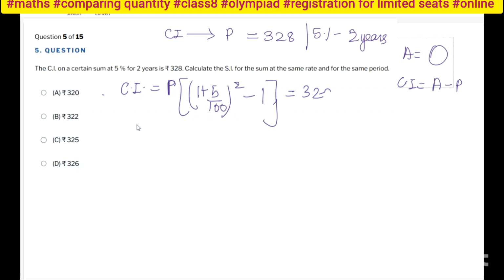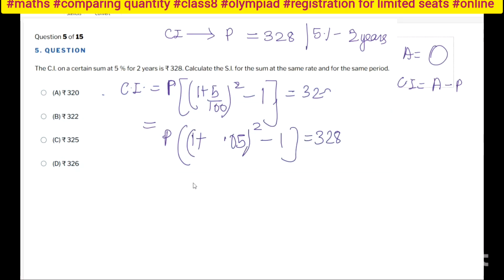So what I will do? I will calculate this part. So this will become 0.05, or I can say P into, this is twice, right? This value is twice. So I can say 1 plus 0.05 whole square minus 1 is equal to 328.